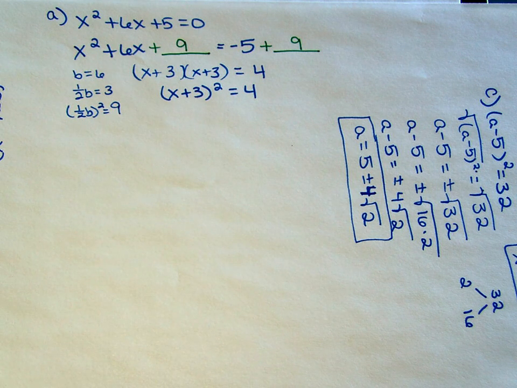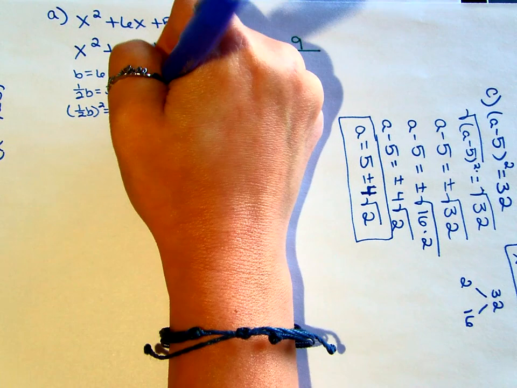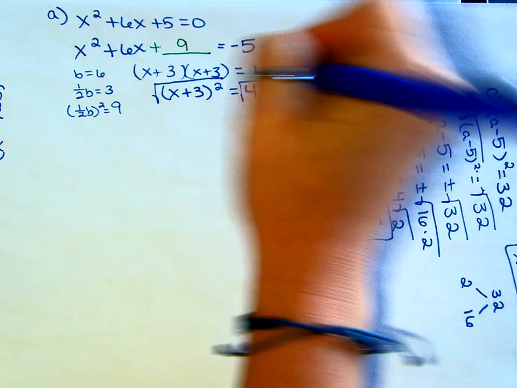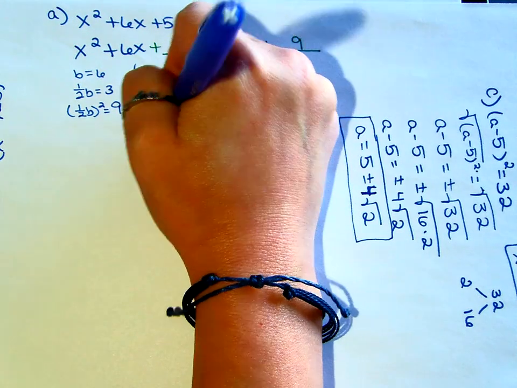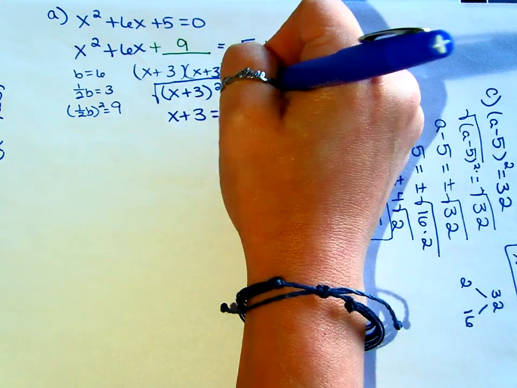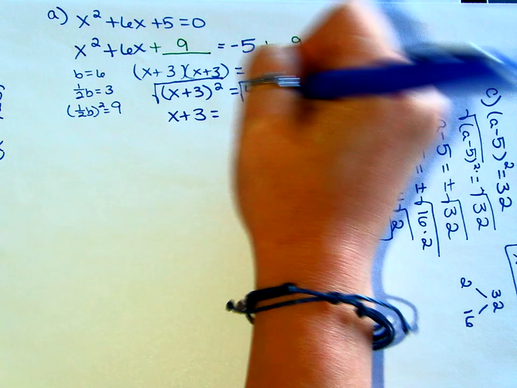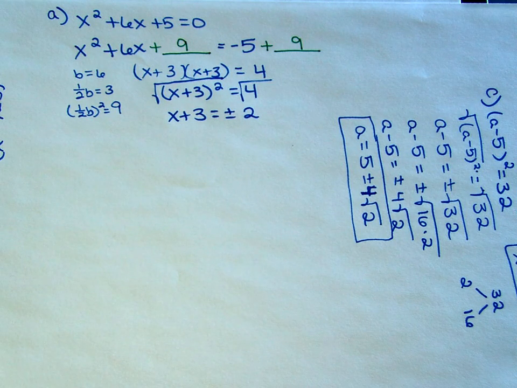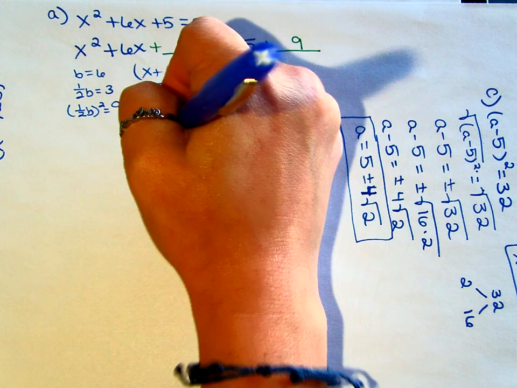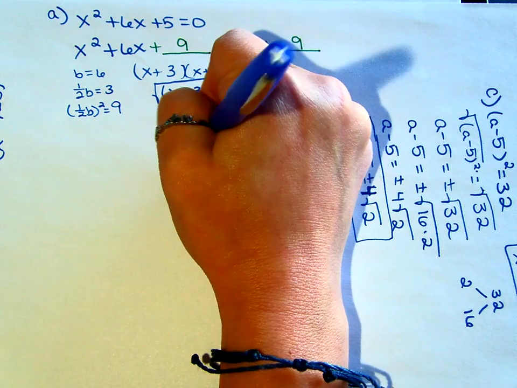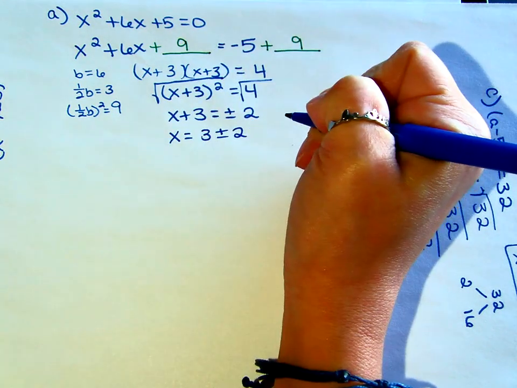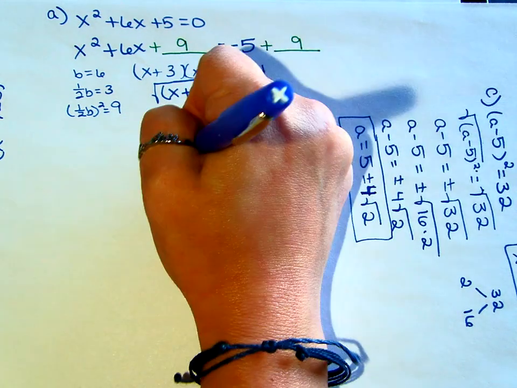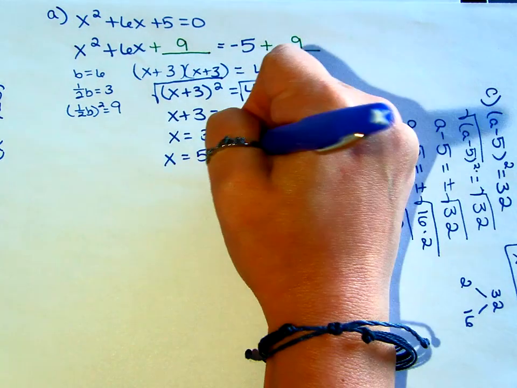So if I square root the left and I square root the right, square root of a square will give me x plus 3. And then on the right-hand side, the square root of 4 will give me plus or minus 2. So x equals 3 plus or minus 2. Well, 3 plus 2 is 5. 3 minus 2 is 1.